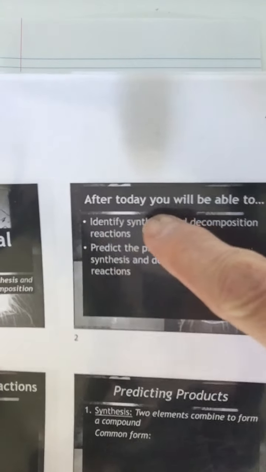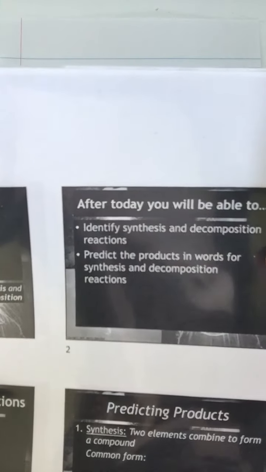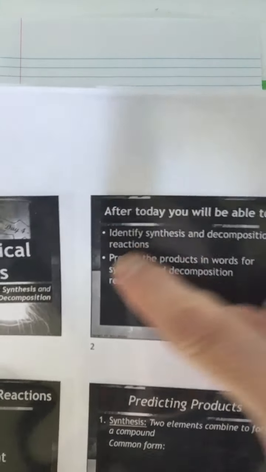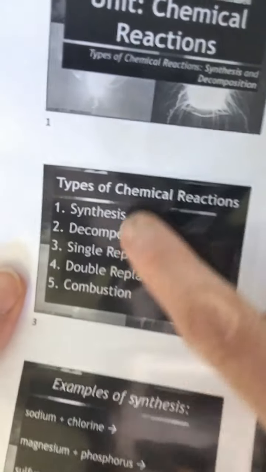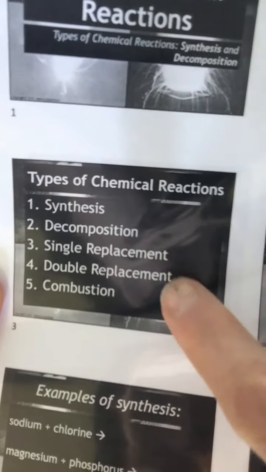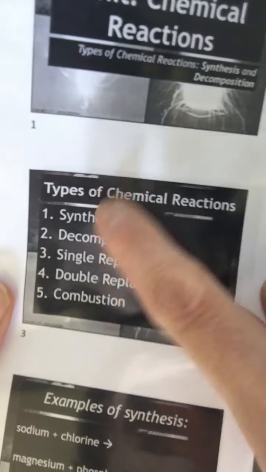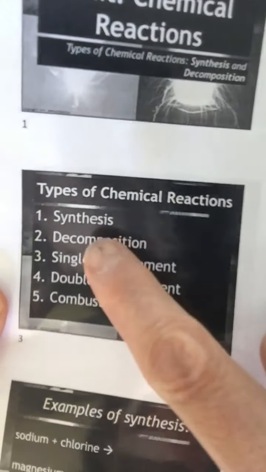Okay, so when you got your PowerPoints, you should see these. So it says after today, you're going to learn synthesis and decomposition reactions, and you're going to learn to predict the products for these reactions. Just so you know, there's 5 types of chemical reactions. We have synthesis, decomposition, single replacement, double replacement, and combustion. You're going to learn a little bit about all of these.